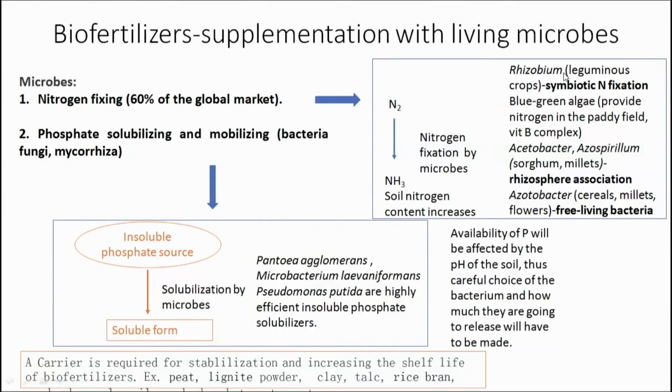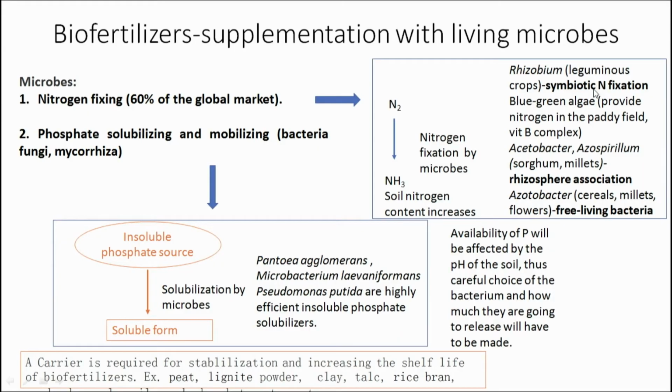The Rhizobium, that is the bacterium, gets organic acids and many other nutrients from the plants. And what does the plant get in return? It gets the nitrogen, it gets the ammonia. That is why this association is called symbiotic nitrogen fixation. It is a win-win situation, from both the bacterial and the plant perspective. Another example which belongs to this category is blue-green algae. They can provide nitrogen in the paddy field, and they can also provide the vitamin B complex.